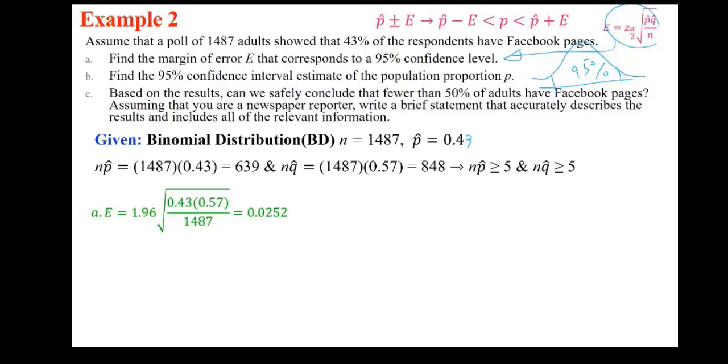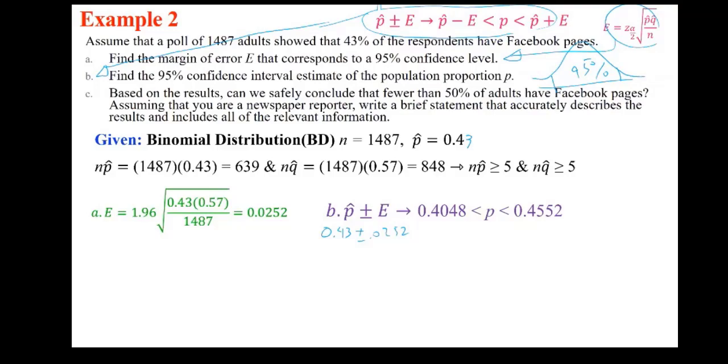You need that to come up with B. Now, what is the answer to part B? This is the answer to part B: p hat plus or minus E. So p hat, which is 0.43, all you have to do is add and subtract this number. In other words, you write down 0.43 plus or minus 0.0252. That means subtract this number from 0.43 and it becomes 0.4048. Add and it becomes 0.4552.